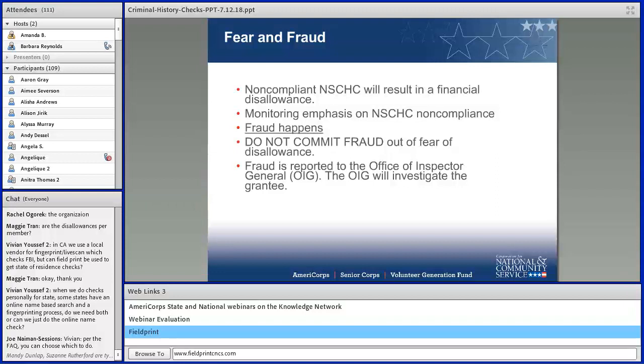Let's go back to the checkbox here. We've got a question from Vivian. When we do checks personally for states, some states have an online name-based search and a fingerprinting process. Do we need both, or can we do the online name check? So again, you want to make sure you're going to the correct state repository. We have a list of the CNCS-approved state repositories on the Knowledge Network, and it does not matter to us whether it's a name or fingerprint check. You just need to get one of those.